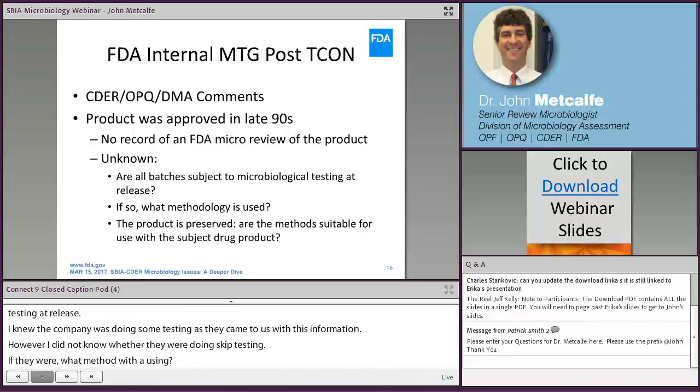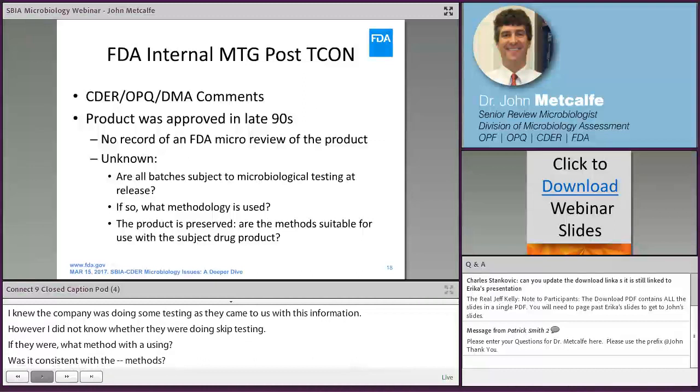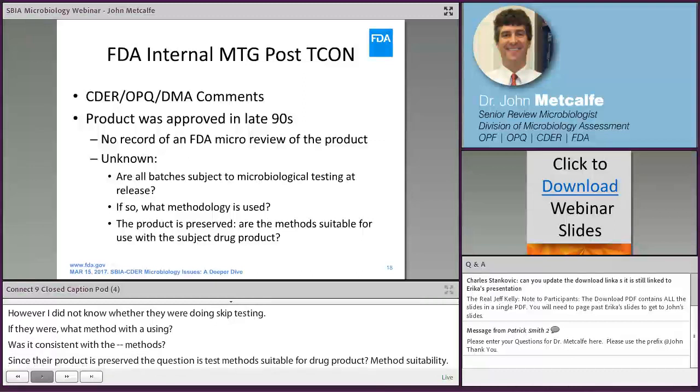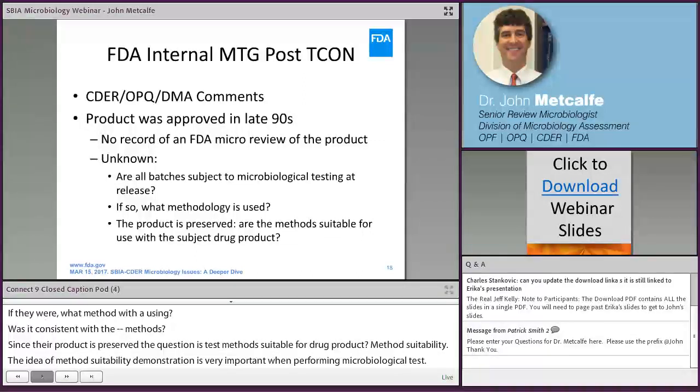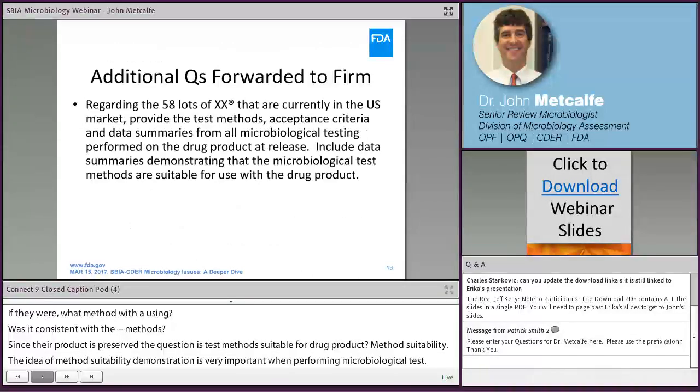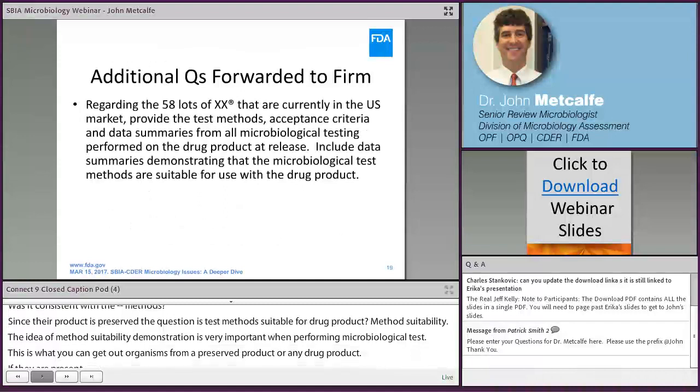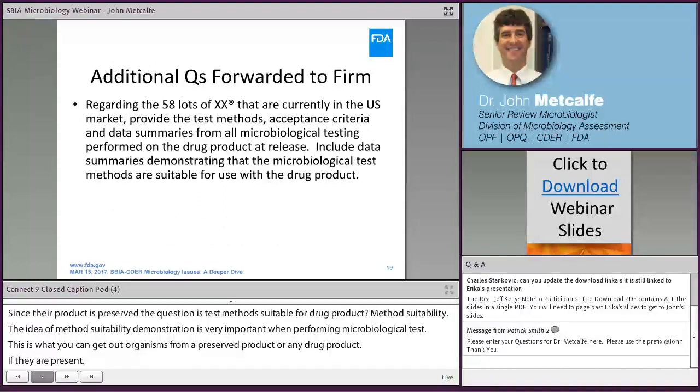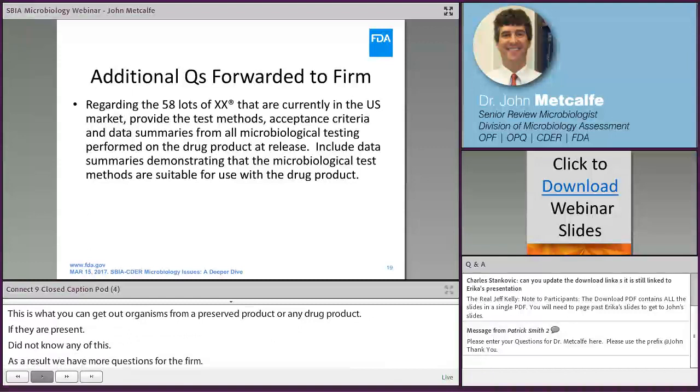Finally, since the product is preserved, the question became, are the test methods suitable for use with the subject drug product? So this is method suitability. The idea of method suitability demonstration is very important when performing microbiological tests. This is the idea that you can get out organisms from a preserved product or any drug product if they are present. Didn't know any of this. As a result, we had more questions for the firm. And so these questions were directed at trying to make an assessment as to whether a recall was warranted.